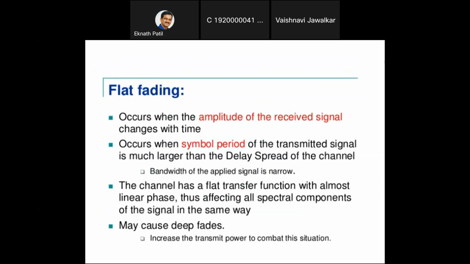Flat fading, in the case of multipath delay, occurs when the amplitude of the received signal changes with time, when the symbol period of the transmitted signal is much larger than the delay spread of the channel, and the bandwidth of the applied signal is narrow.